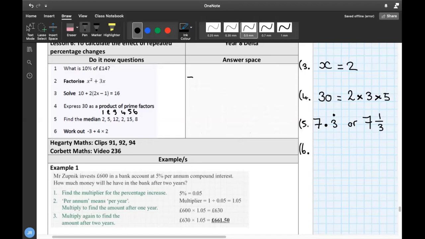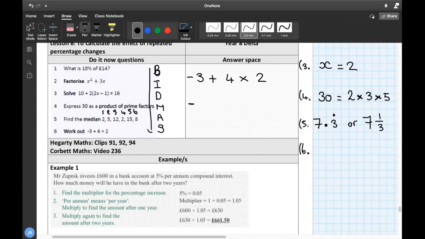Next, we've got -3 plus 4 times 2. And here we need to think about our order of operations. Okay, the order of operations, the word you use is BIDMAS or BODMAS. Okay, and you're going down this way. Have we got any brackets? No. Do we have any indices or orders? No. Any division? No. The first thing we've got is multiplication. So we need to do that first.